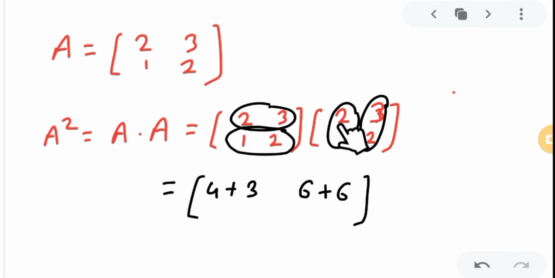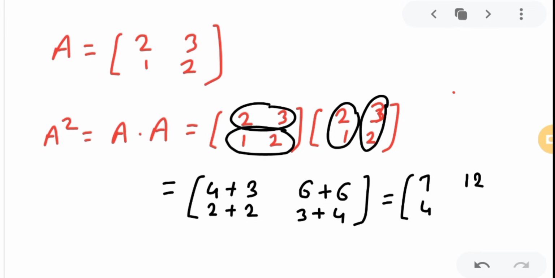So 1 into 2, that is 2, plus 2 into 1, that is 2, then 1 into 3, that is 3, plus 2 into 2, that is 4. So after calculating I will write 4 plus 3 is 7, 6 plus 6 is 12, 2 plus 2 is 4, 3 plus 4 is 7. So this is our A square. A square we got as [7 12; 4 7].